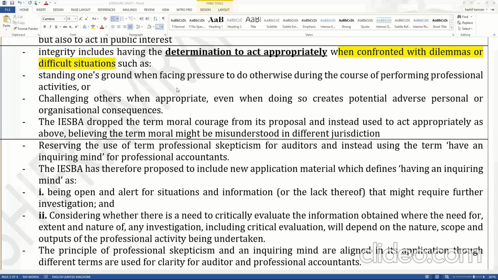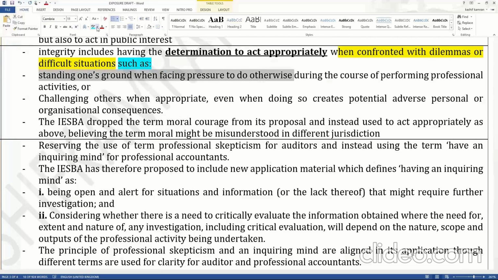Okay, number 2. When confronted with dilemmas or difficult situations such as. So that means below are the examples. What can be some difficult dilemmas and what can be some difficult situations you might be confronted with where you need to act appropriately? Number 1, standing one's ground when facing pressure to do otherwise.